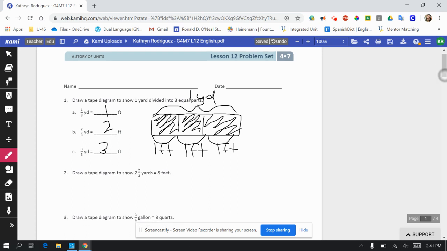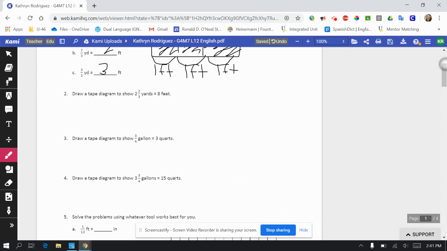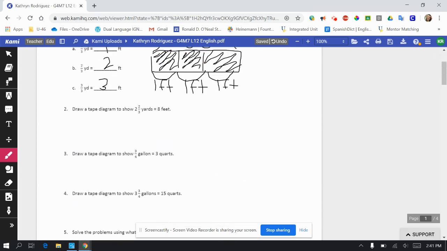Number 2. So we're taking it now from 1 yard to a couple yards plus a few extra. So go ahead, you'll draw 1 yard. I'm going to go ahead and label it 1 yard. I'm going to draw another one. If you want to, you could also label that as 1 yard.